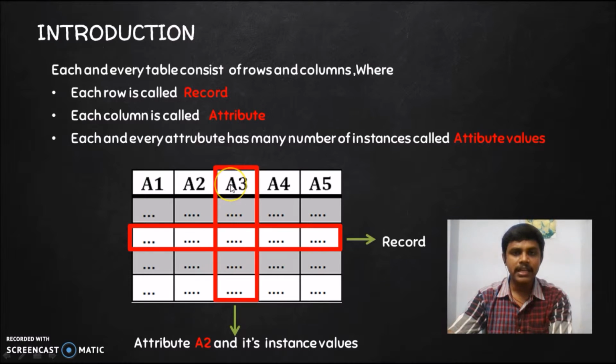If you observe an attribute, that is a column, each and every attribute has a certain number of instance values. For example, consider A3. Here A3 has 4 instance values, also called attribute values, which together form the attribute A3.